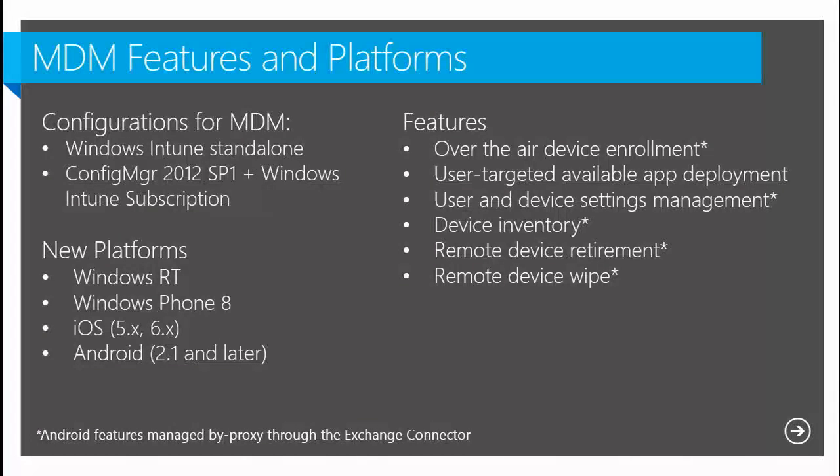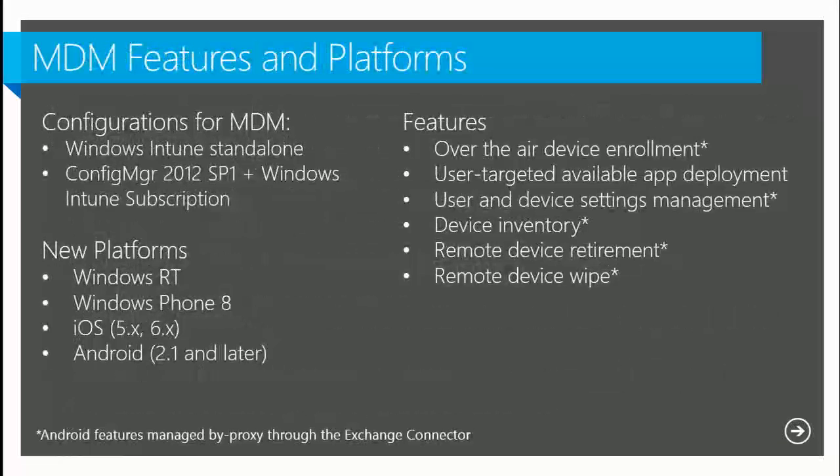Remote device retirement, and then remote device wipe. Retirement is removing the management from the mobile device. And wipe, of course, is for the case where a user is terminated and you need to ensure that your company data is secure, or if the user has lost or misplaced their device, then being able to remotely take care of that situation and eliminate any of your company data that may exist on the device.